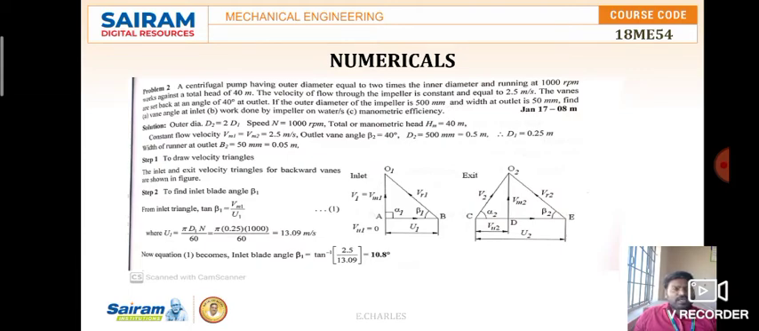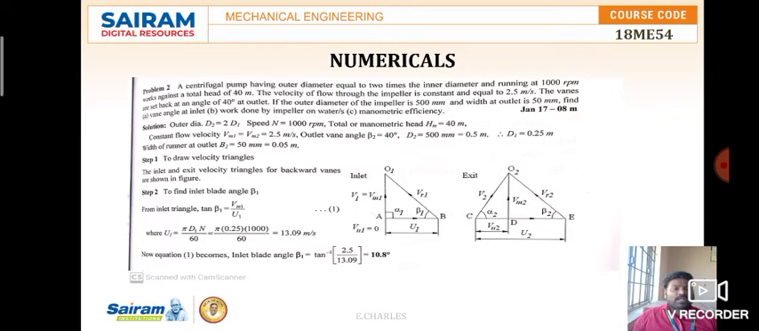D2 is equal to 500 mm, that is 0.5 meters. D1 is equal to 0.25 meters. Width of the runner at outlet B2 is equal to 50 mm, that is 0.05 meters. So first we have to draw the velocity triangle. The inlet and exit velocity triangles for backward vanes are shown in figure. So backward vane triangles are drawn, and the next step is to find out beta 1.